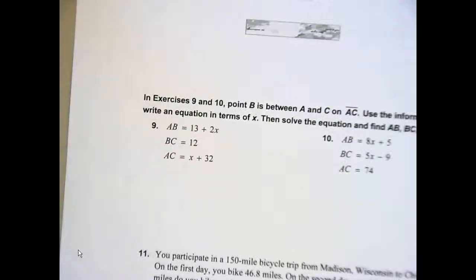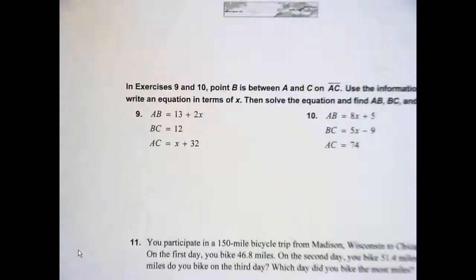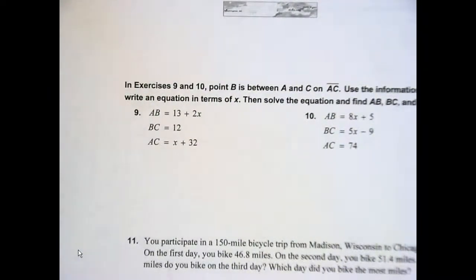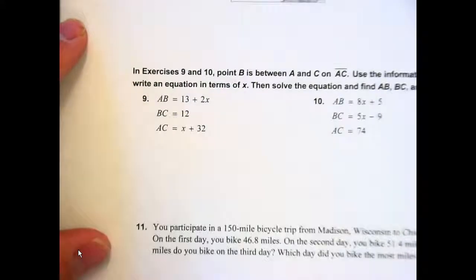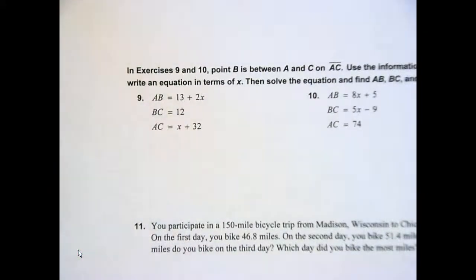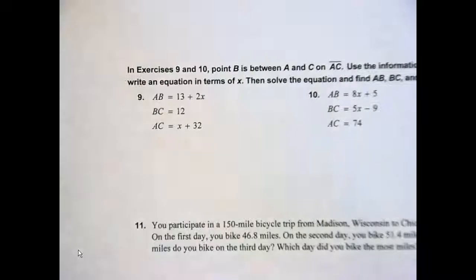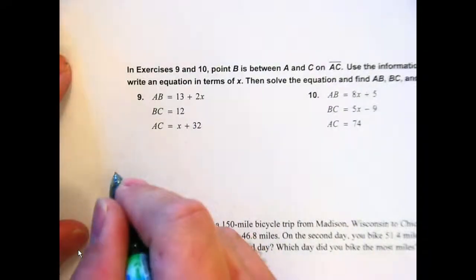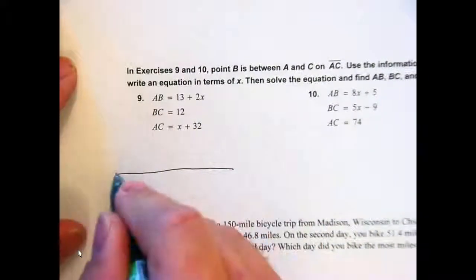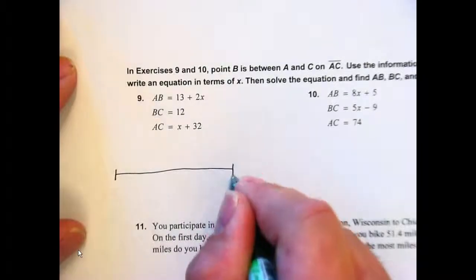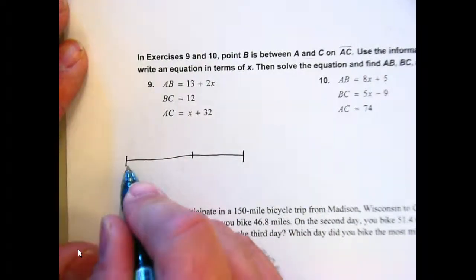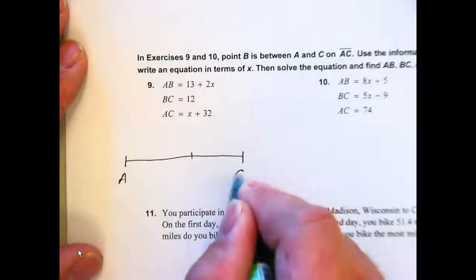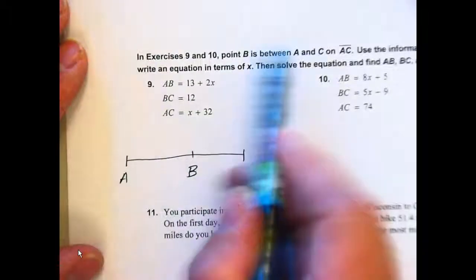Why don't you take a look at number 9. Exercises 9 and 10. B is between A and C on segment AC. So draw your picture real quick. Just that first sentence. All right, show your neighbor your picture. Okay, what point would this be right here? A. What's this? C. And what's this? B. Very good. That's what that first sentence says.